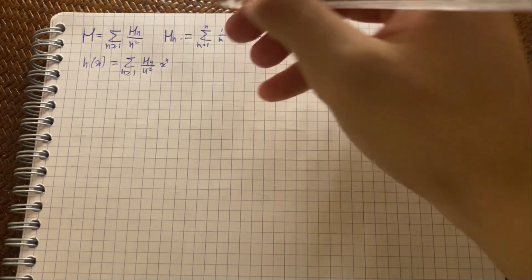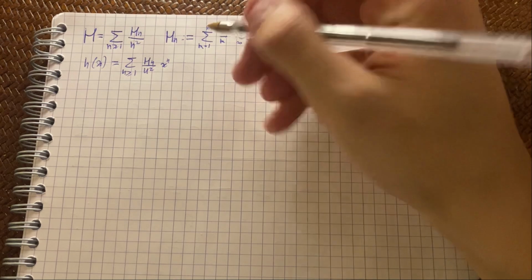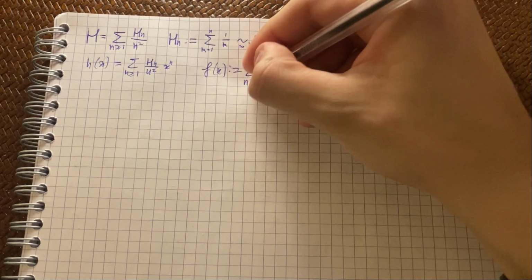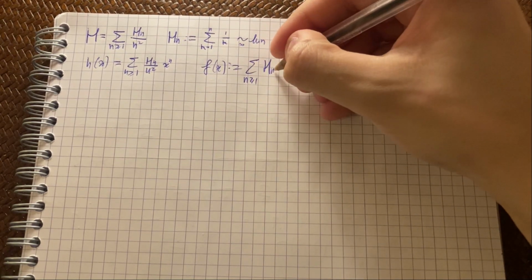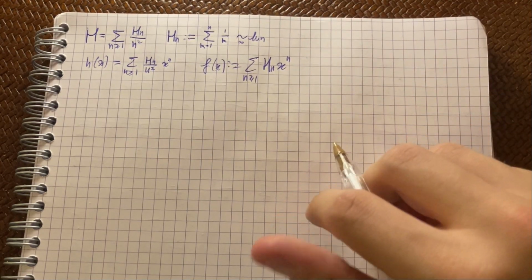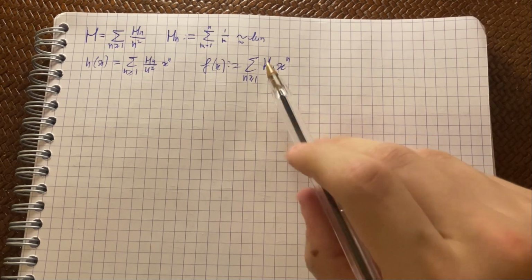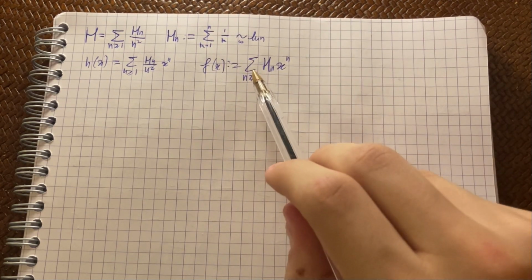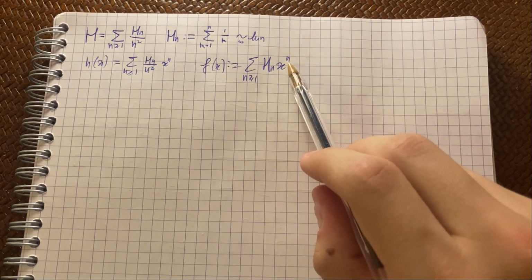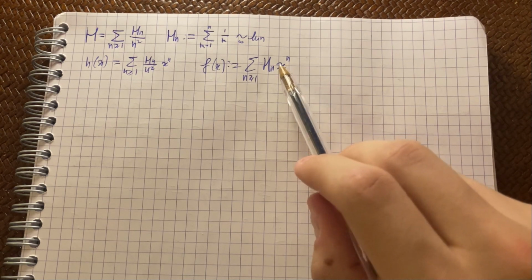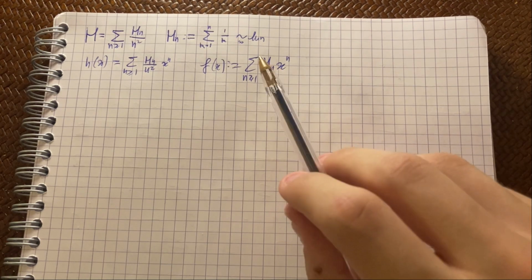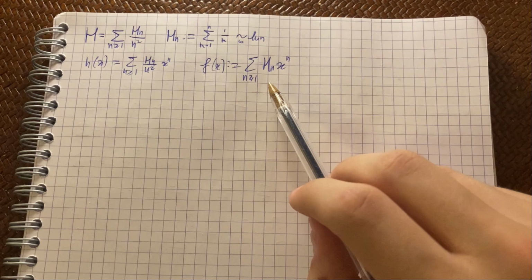We start with the easiest function possible, let's say f of x, defined as the series for n starting at 1 of Hn times x to the nth power. We see that Hn is defined as a sum, so we have here in fact one series and one finite sum times x to the nth power. And the main idea we have right now is, can we switch up the series operator and the summation operator?